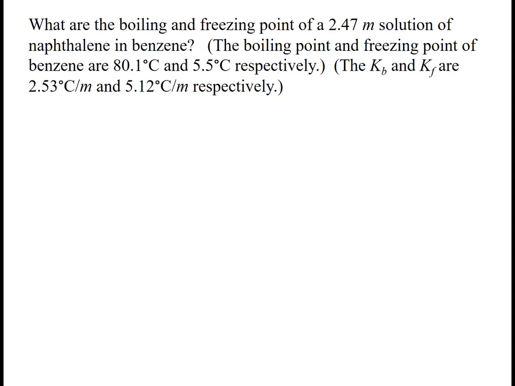So, problems. Okay? It wants to know what the TB is, what's the boiling point, and the freezing point, so TF. And I have Cm, or concentration in molality, is 2.47 molal of naphthalene and benzene. And it tells me that the boiling point and freezing point of benzene are, so TB, pure, I'm going to still use the degree sign for pure, 80.1 degrees C. And TF pure, or degree, is 5.5 degrees C.